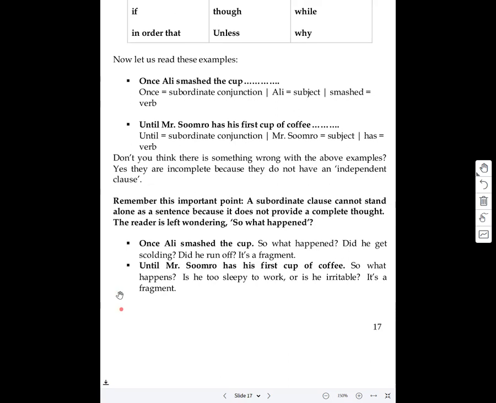Remember this important point: a subordinate clause cannot stand alone as a sentence because it does not provide a complete thought. So a clause must be able to convey a complete thought. Once Ali smashed the cup, full stop. So what happened? Did he get scolding? Did he run off? It's a fragment. Until Mr. Sumro has his first cup of coffee. So we don't know what happened. Whether he was irritable or he was sleepy or going to work, it is also a fragment.